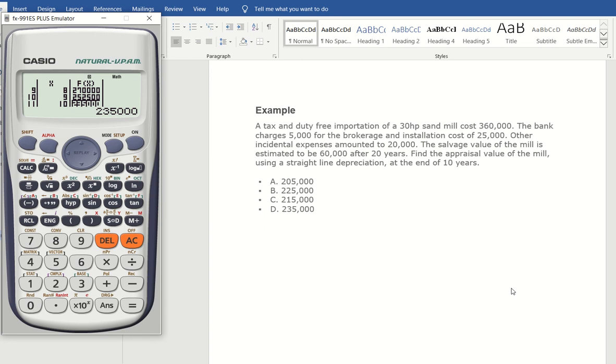I'll be making another video on how to check the depreciation charge and book value using the declining balance method and the double declining balance method.